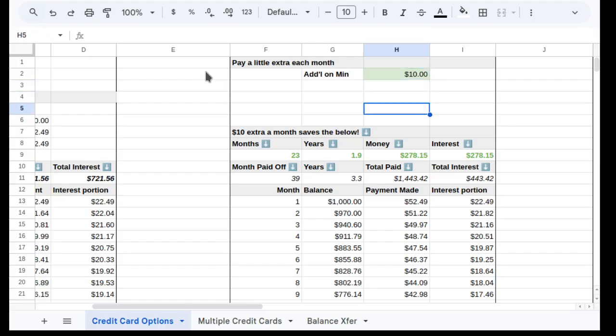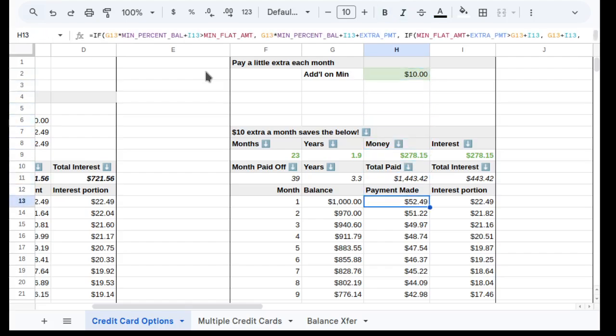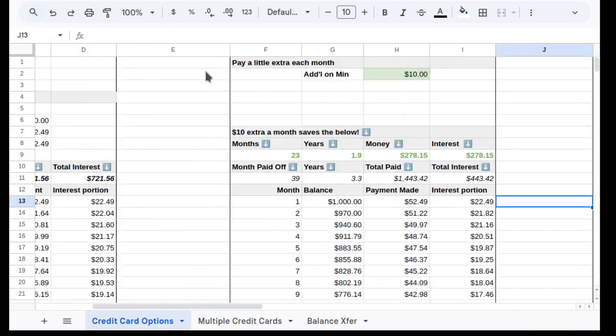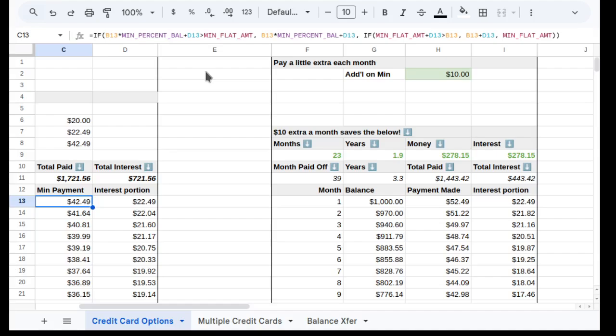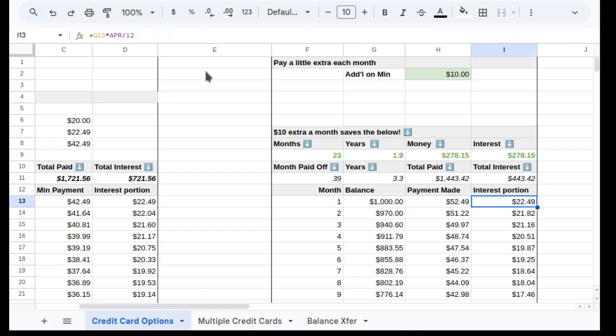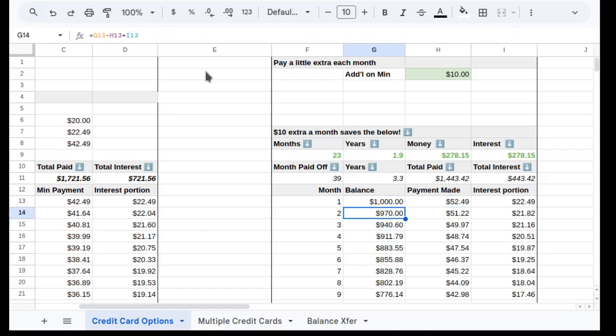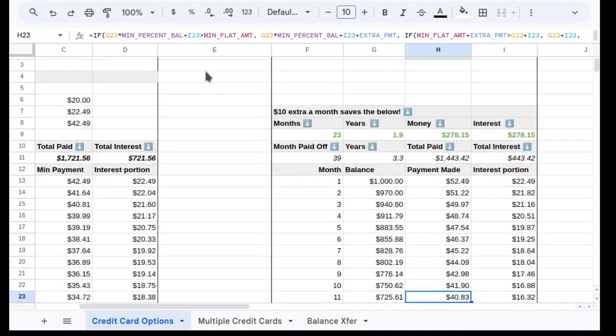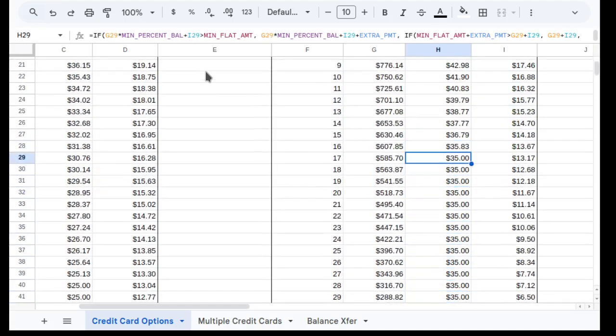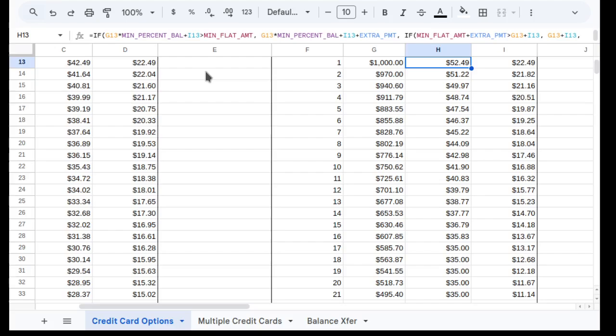So if we add just $10 to that minimum payment, that first month where it would have been $42.49, if you add 10 more dollars to it, the payment would be $52.49. The interest portion still remains the same because it's interest only on whatever your balance is. If you continue this route, even when you get down to the minimum payment of $25, you're still paying $35 each month.